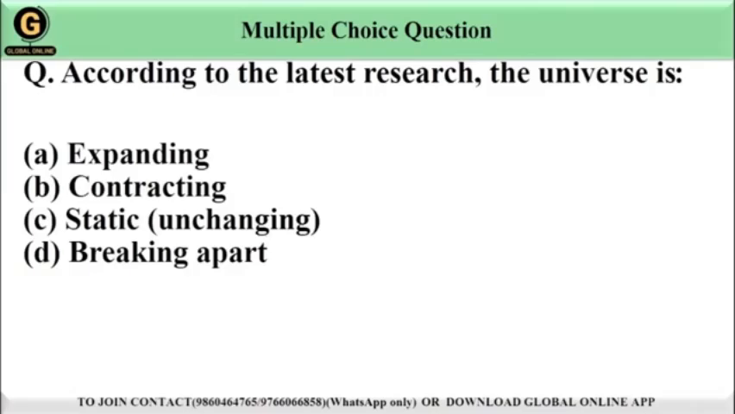Next question is, according to the latest research, the universe is, options are given, A, expanding, option B, contracting, option C, static, option D, breaking apart. So guys, the universe is expanding as confirmed by observations of distant galaxies. They are moving away from us. This is evidenced by the redshift in the light from these galaxies as described by Hubble's law. The expansion of the universe is believed to be accelerating due to the influence of dark energy. This discovery has reshaped our understanding of cosmology.